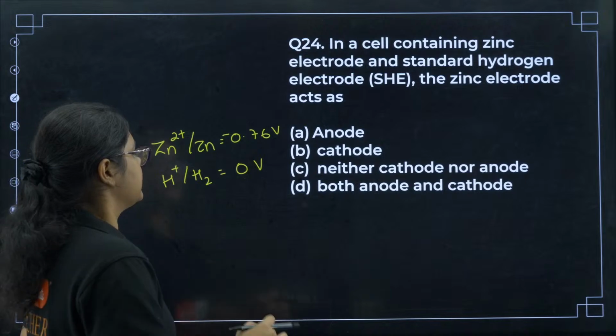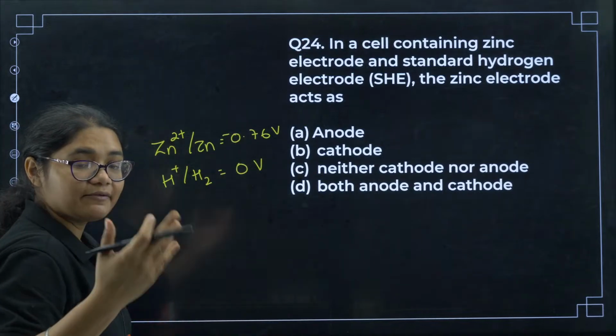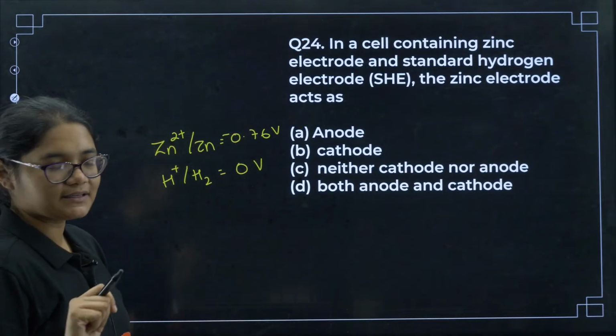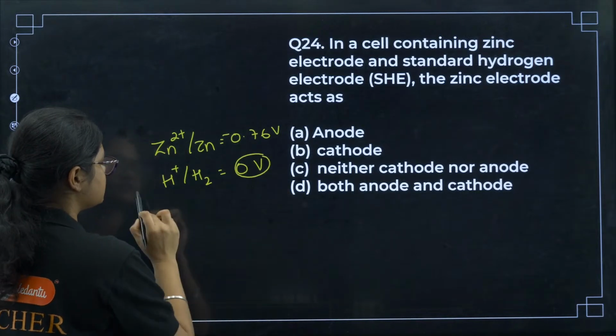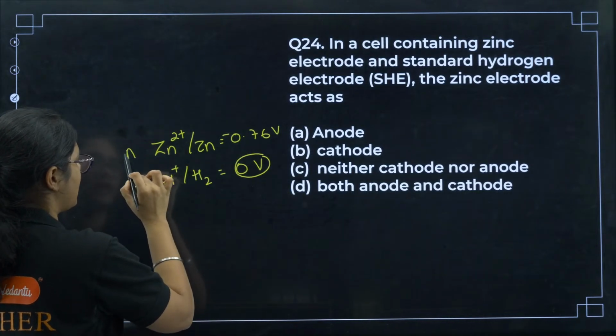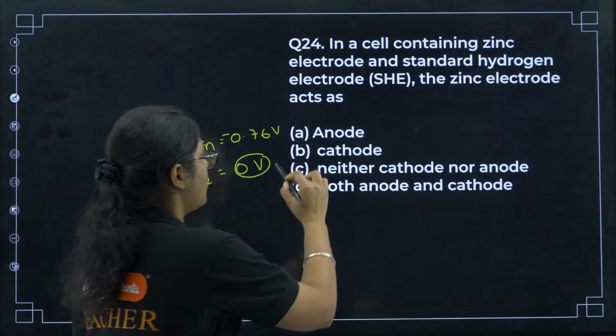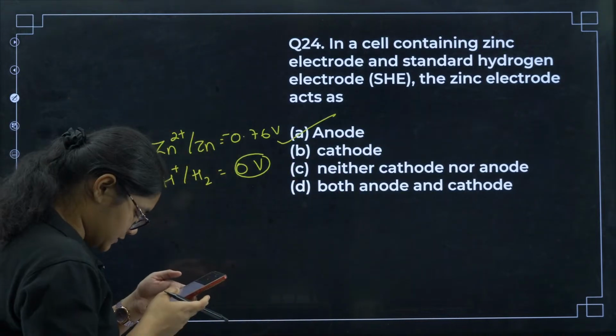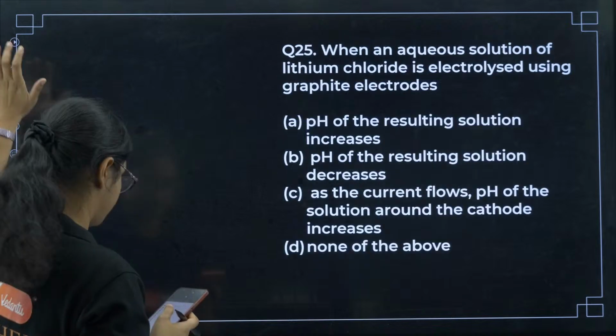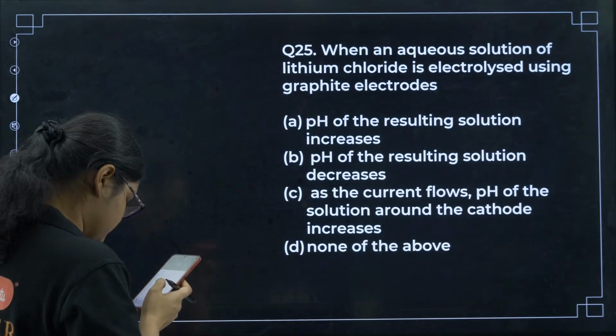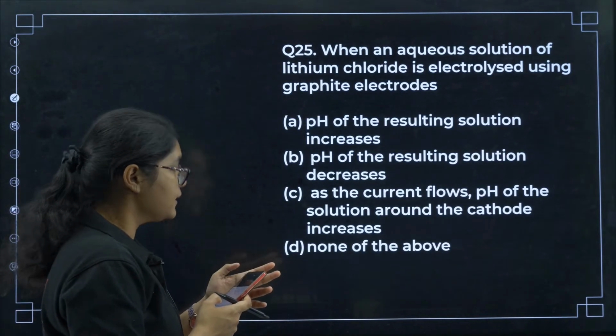See, the one which is having more reduction potential will behave as a cathode. Here hydrogen is having more reduction potential, so this will behave as a cathode and zinc will behave as anode. So option number A is the correct answer. Yes, very good students, all of you have given the correct answer. Let's move to the next question, number 25.